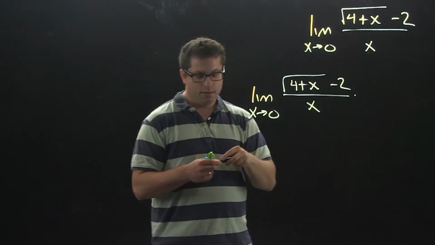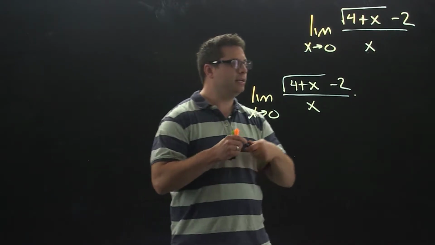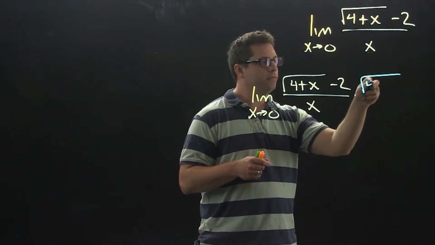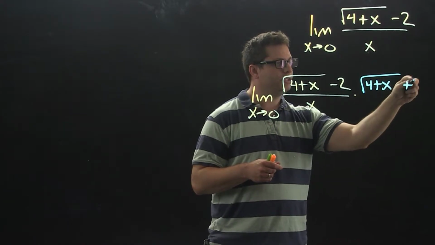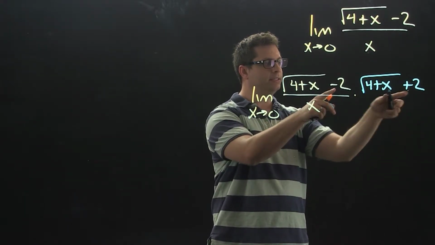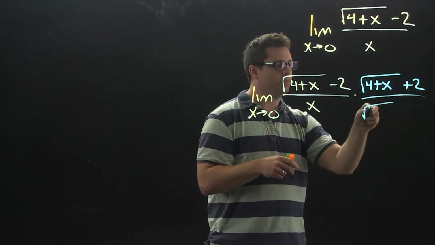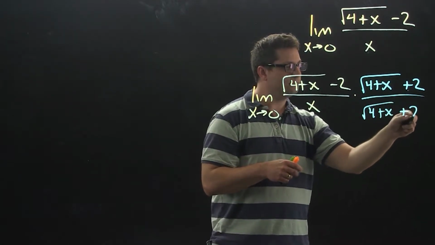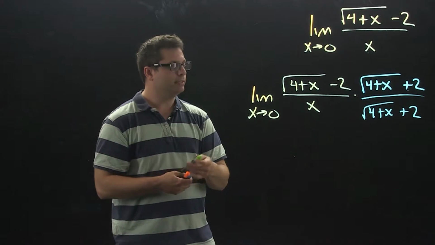Okay. So multiplying by the conjugate would be the square root of 4 plus x and then plus 2, because the only difference between these is the sign in the middle has to change. We're going to do the same thing on the bottom. Okay. Go ahead and simplify that.